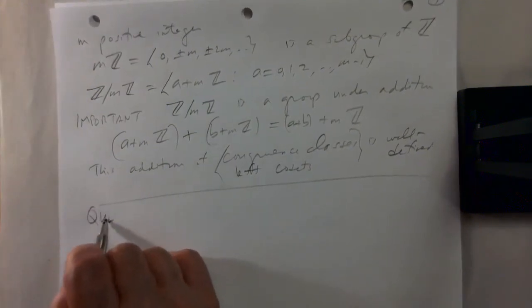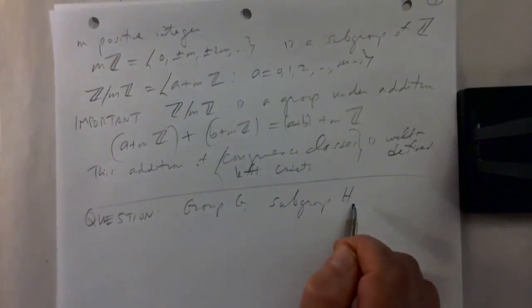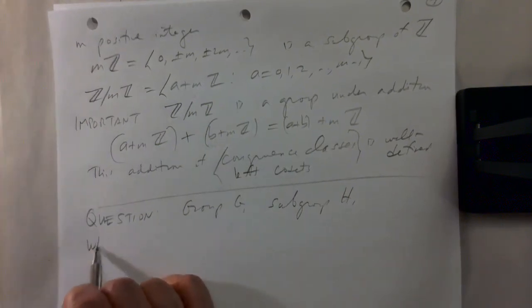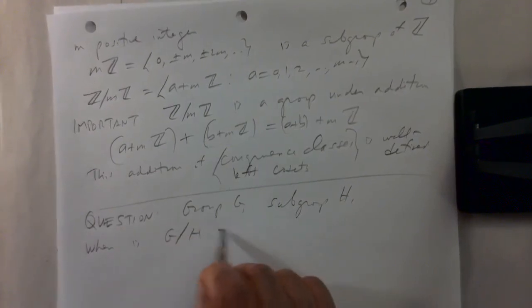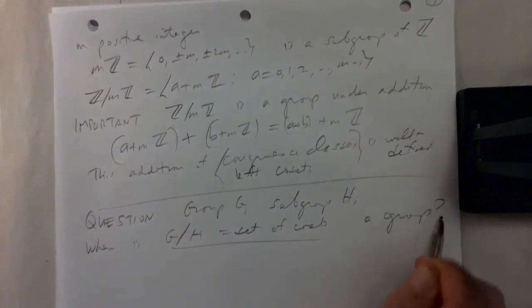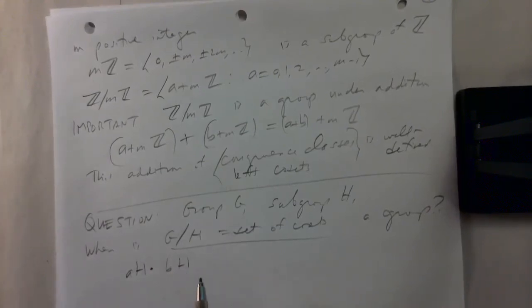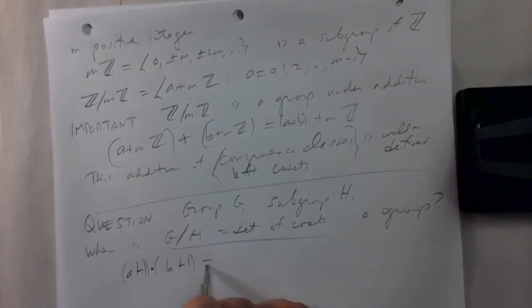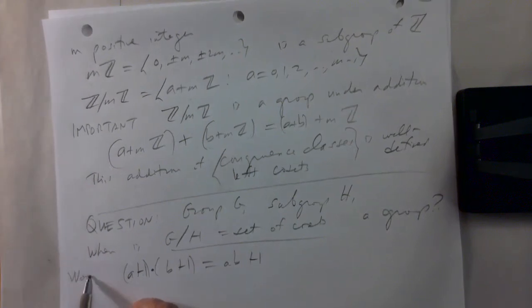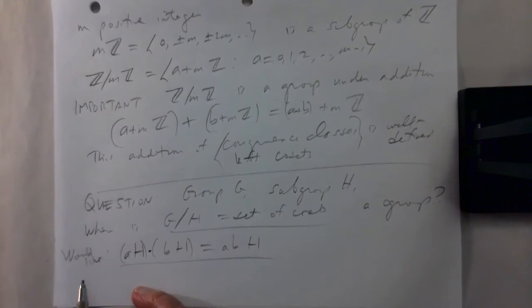So we can ask the following question. If we have a group G and a subgroup H, when is G mod H, the set of left cosets, a group? And in fact, we would like to be able to multiply cosets. If we have a coset aH, we want to multiply it by a coset bH and get some other coset. A very beautiful and simple way to do it is if we could define the product of aH times bH to be the coset abH. Let's just say we would like this kind of rule to be true.